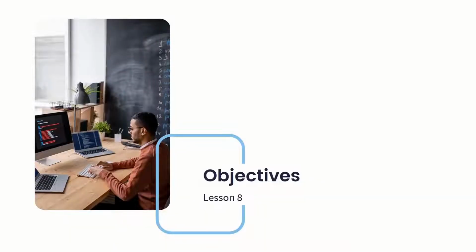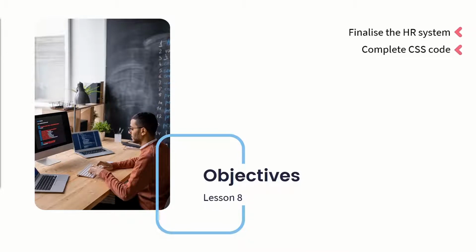So in today's lesson, we really only have one objective, and that is essentially finalizing the HR system that we started developing in lesson 7, our previous lesson. And to do this, we actually have to complete the CSS code that we previously worked on in lesson 7. And then to wrap things up, we'll complete the entire system with JavaScript code, which is something we have to start from scratch with.